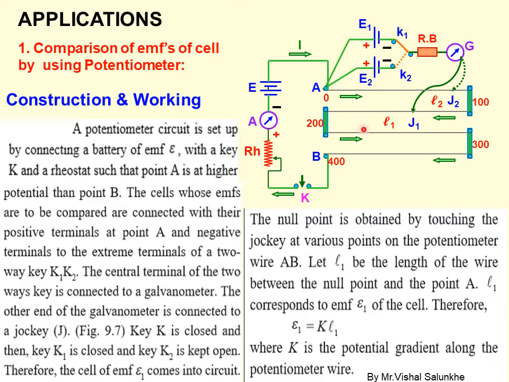So we got equation number 1 due to cell E1. As K2 was kept open, E2 was not in the circuit, so we have taken the reading only for E1. Now we are going to repeat the same for E2 by keeping the key K1 open. Now we'll see the next slide.